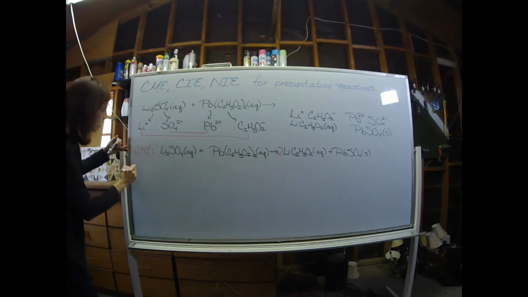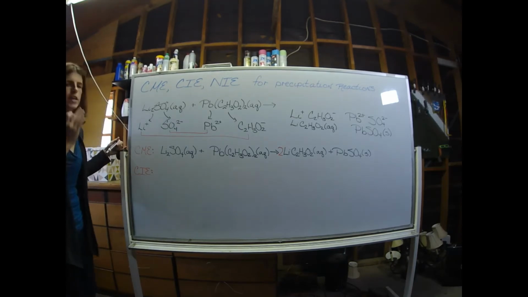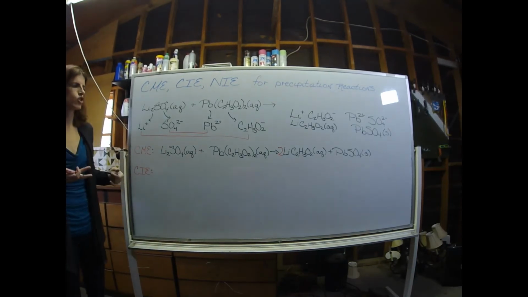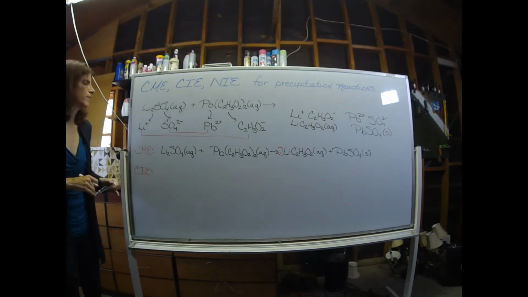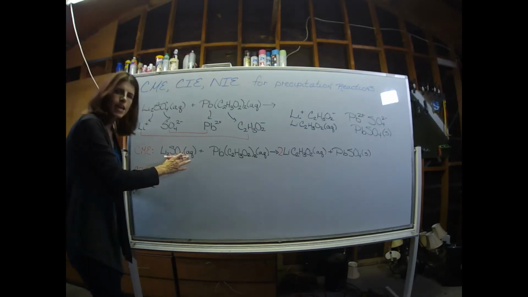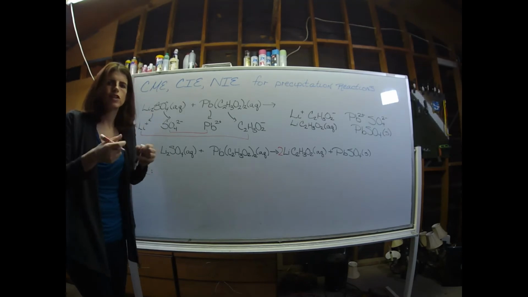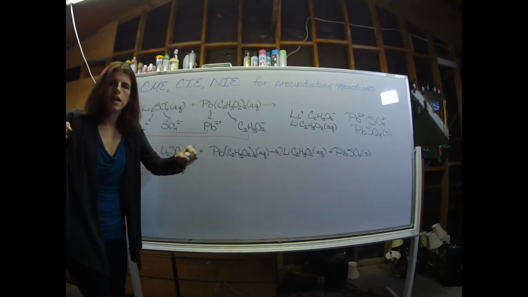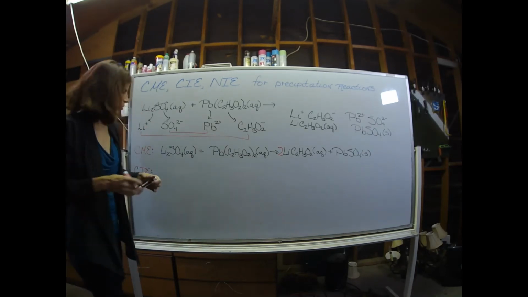Next one will be our complete ionic equation, our CIE. The tricky part about the CIE is the distribution of the subscripts and the coefficients, in my opinion. So the first thing to know about the CIE, if it's aqueous, that means it's soluble, and that means in the reaction mixture, in that water, the ions are separate. So that's what we're trying to show here.